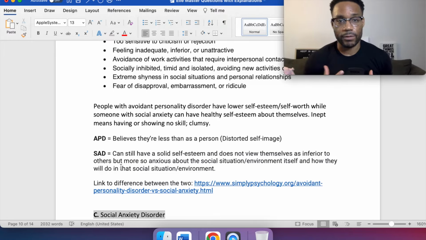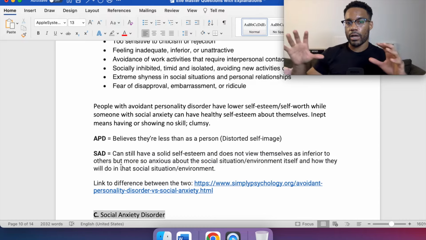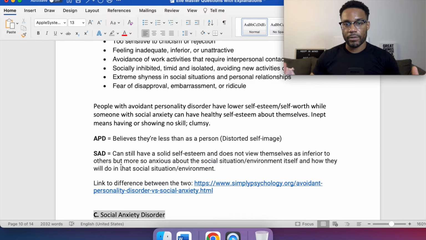So think about that for a second, right? Someone with social anxiety disorder is more so thinking about the situation, the setting as a whole, and yes, how they'll respond to the situation and how the people within the environment will perceive them. But when it comes to avoidant personality disorder, there's that bit of them looking at themselves as less than. And I put here for avoidant personality disorder: believes they are less than as a person, distorted self-image.